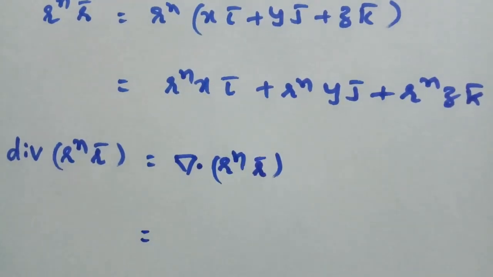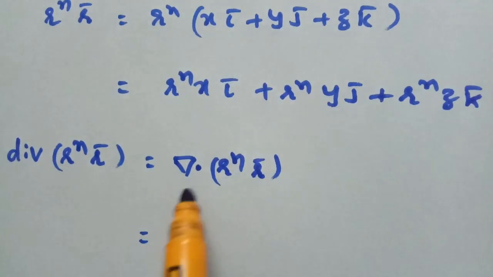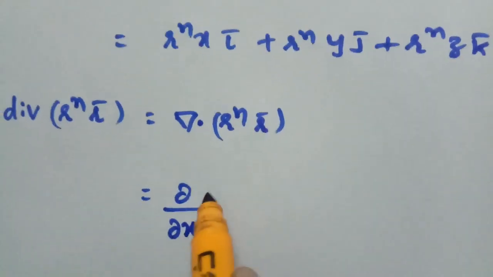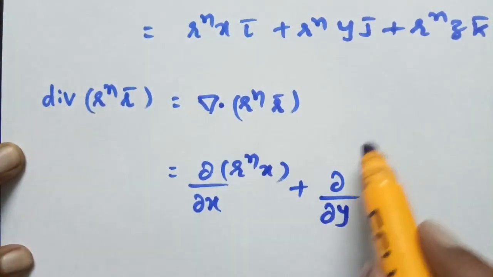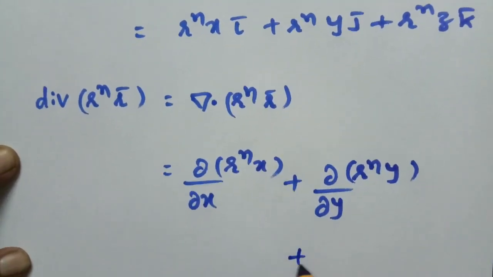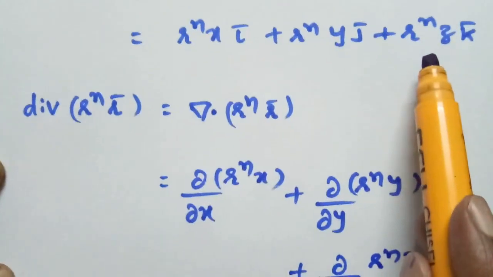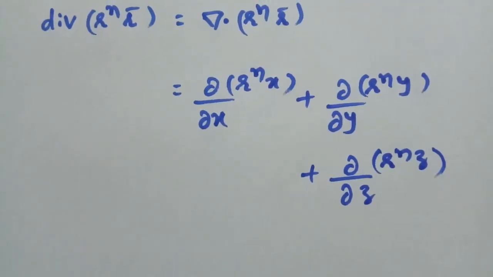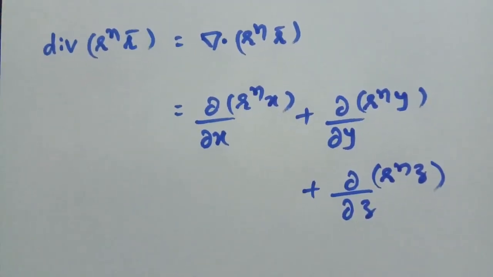As explained earlier, if you treat this as f1 i bar, f2 j bar, f3 k bar, del dot f bar is equal to dou by dou x of f1, that is r power n into x, plus dou by dou y of f2, r power n into y, plus dou by dou z of f3, that is r power n into z, as explained in the definition, that is a note after definition, and I used it in the previous problem also.